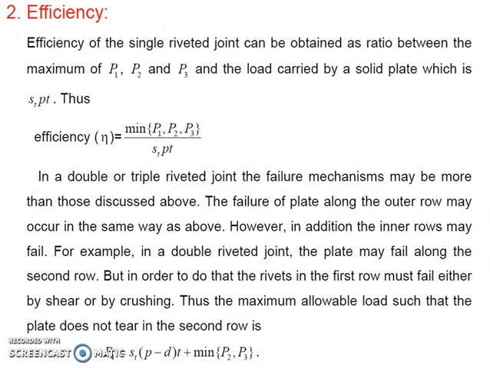Now, going forward, apart from the various failure types, the efficiency of the rivet is also essential. And therefore, we are going to consider the minimum of the three failures that we have seen, of the four failures that we have seen. The last failure, which is the tearing of the plate, is not really considered here. The reason being, it can be eliminated if the spacing is given properly.